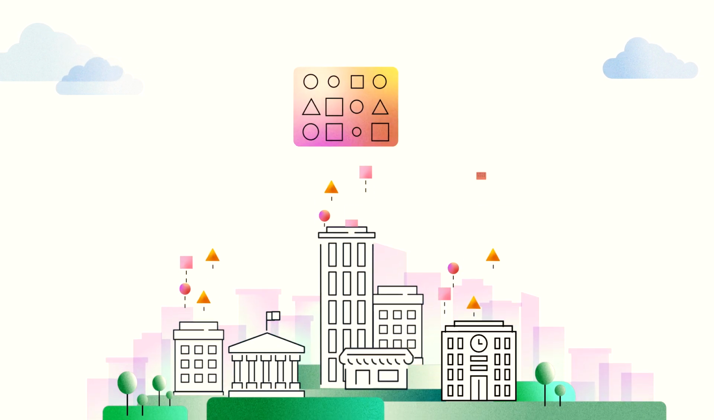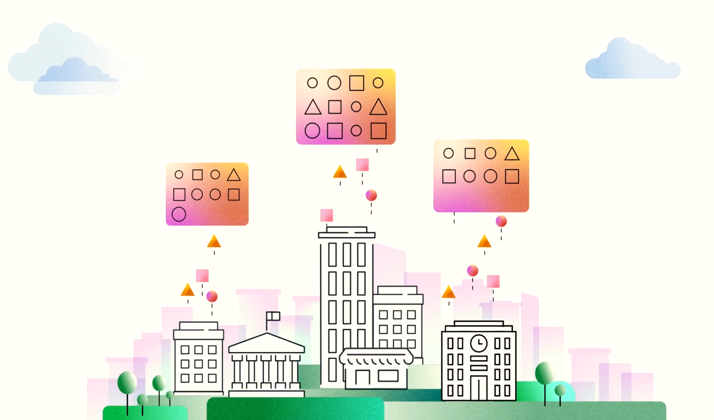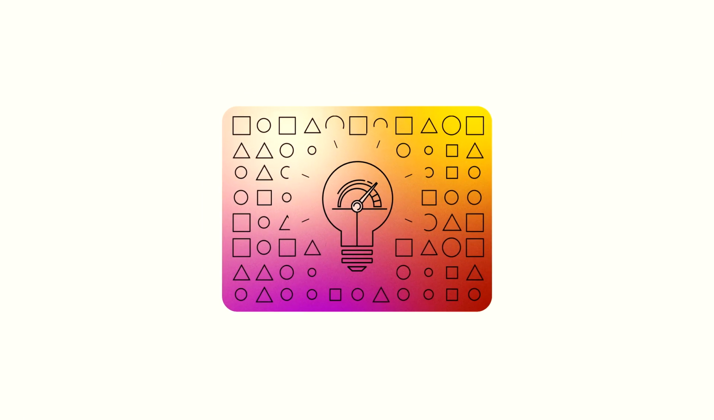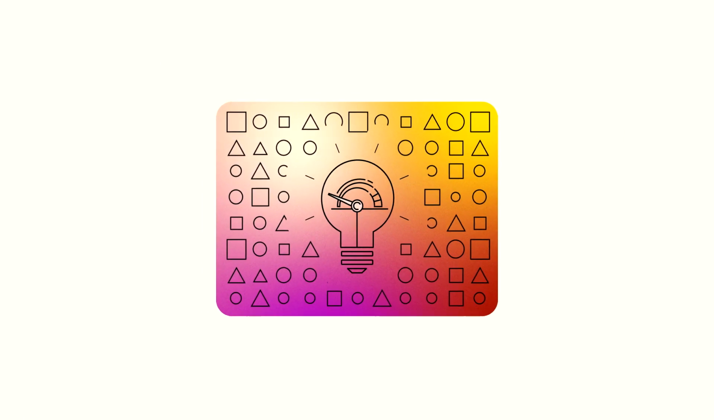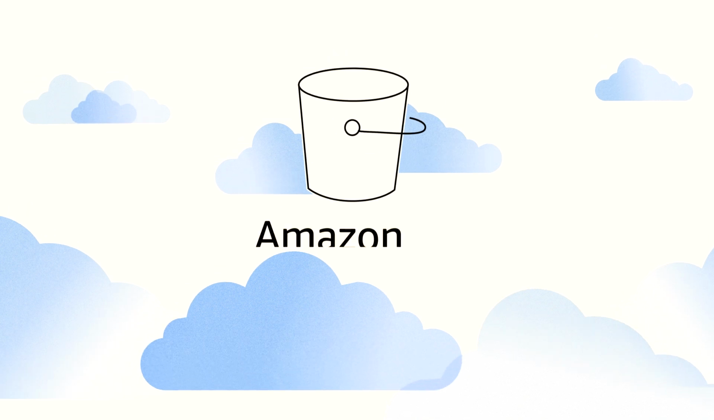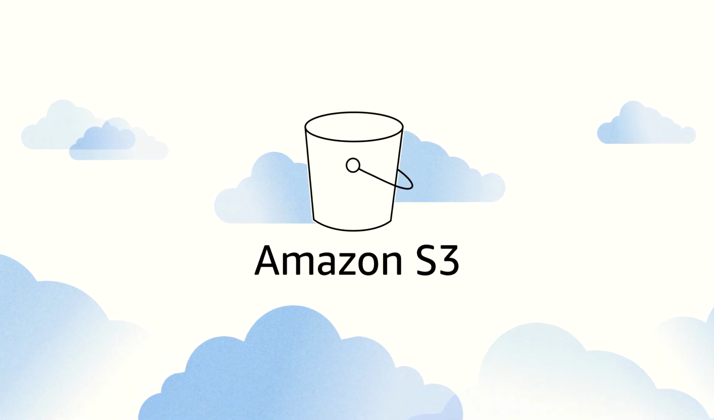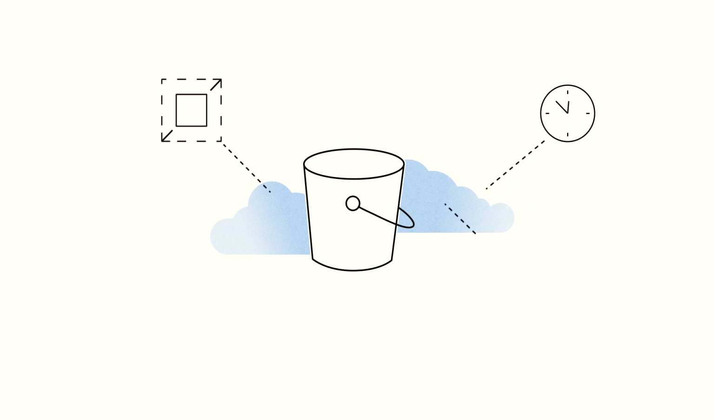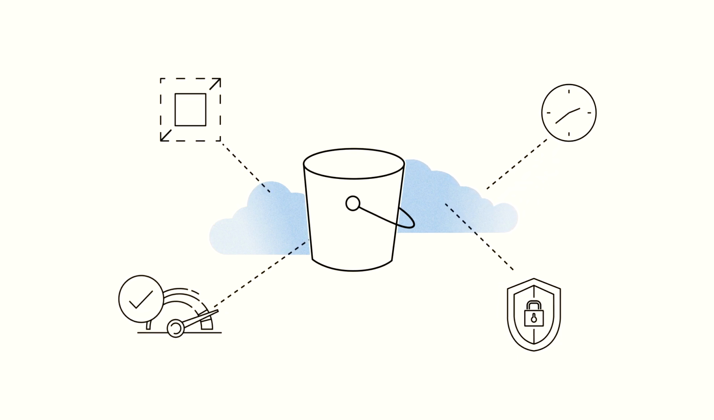Companies need to manage massive amounts of data in a secure and cost-effective way. But complex, siloed, and costly storage solutions can slow innovation. Amazon S3 is cloud object storage that delivers industry-leading scalability, data availability, security, and performance.